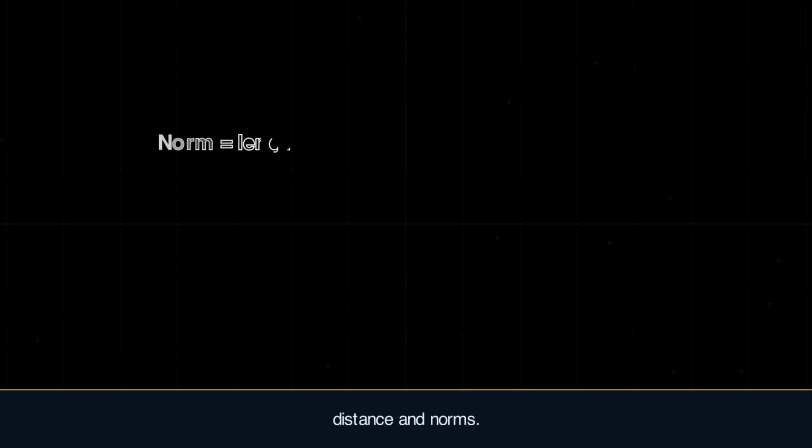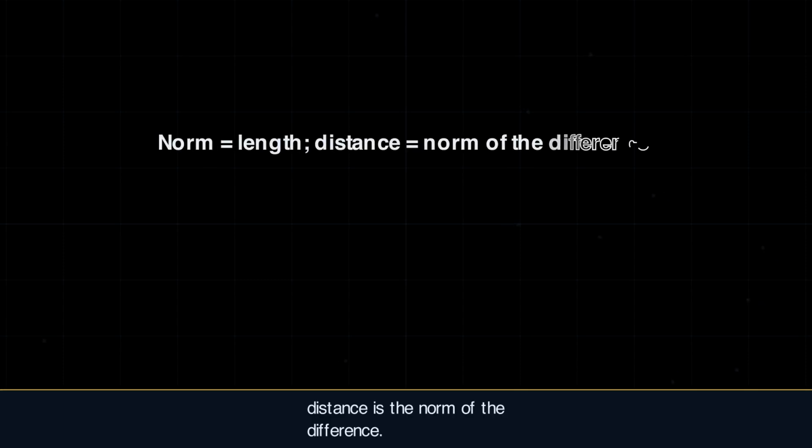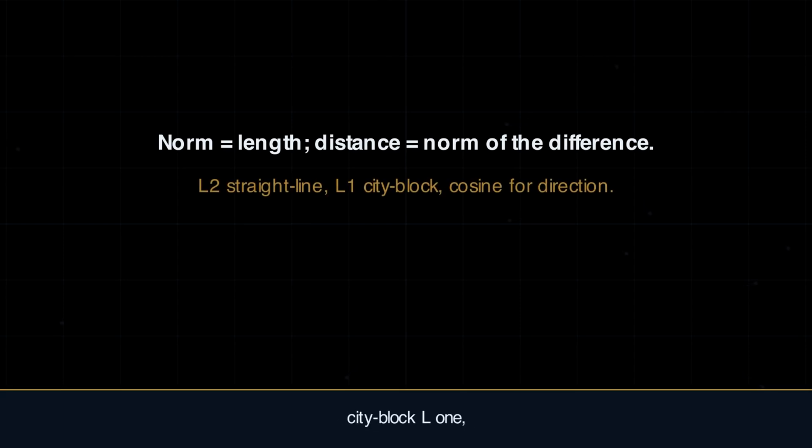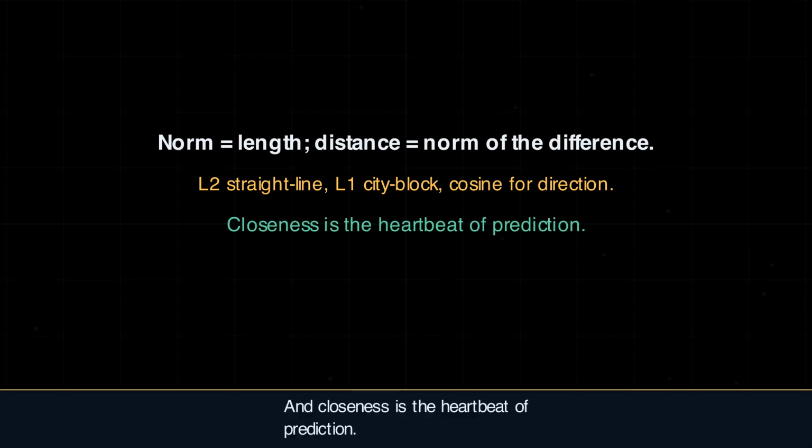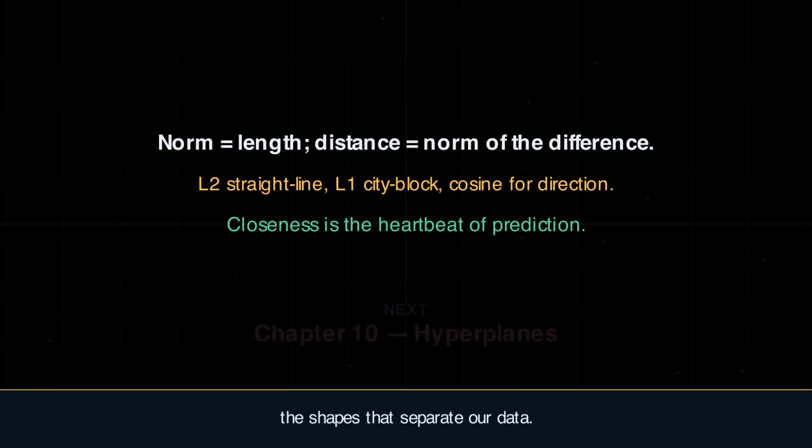So, distance and norms. The norm is a vector's length, distance is the norm of the difference. Straight line L2, city block L1, or cosine for direction, each measures closeness differently. And closeness is the heartbeat of prediction. Next, the shapes that separate our data, Chapter 10, hyperplanes.